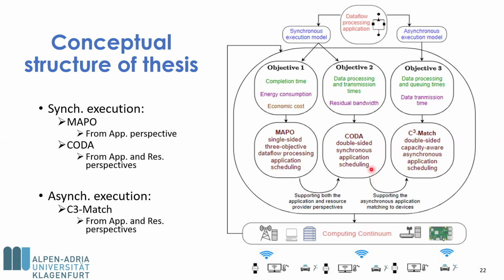Shifting from objective 1 to 2, or method 1 to 2, was based on supporting both the application and resource provider's perspective, while just MAPO, the first method, explores the application side. Then I also explored the asynchronous execution model in the last method, which was based upon supporting both the application and resource provider, and also the asynchronous execution model.